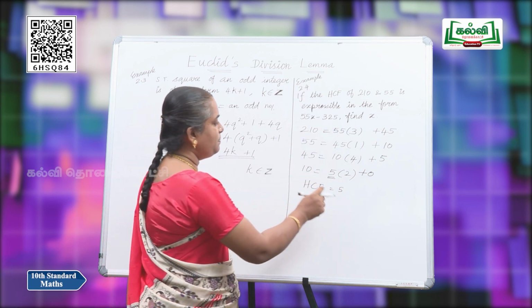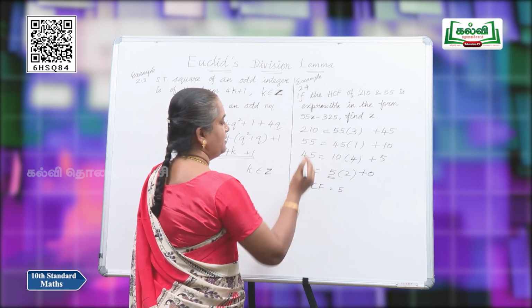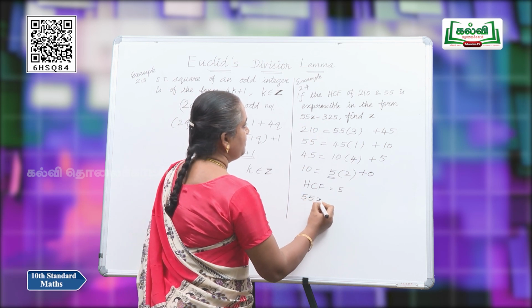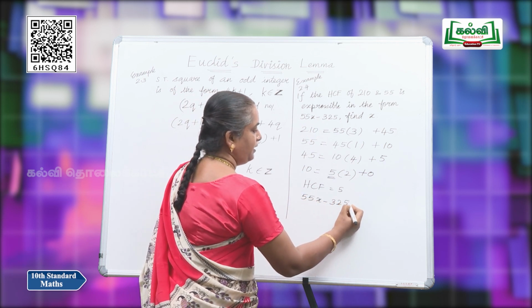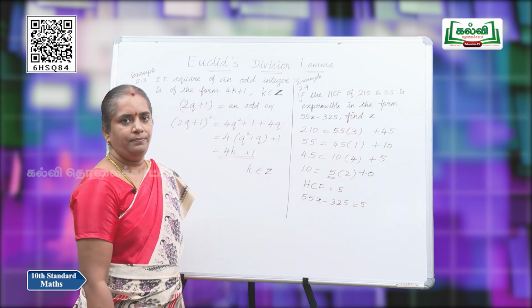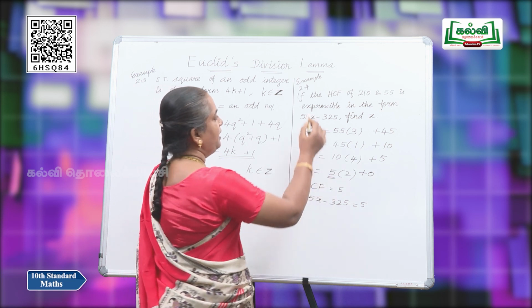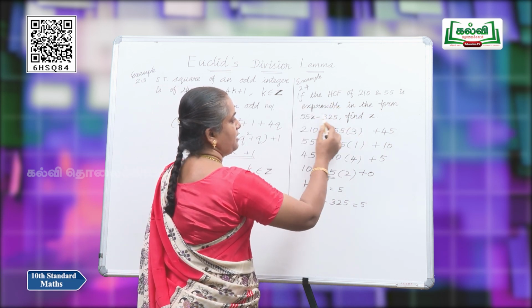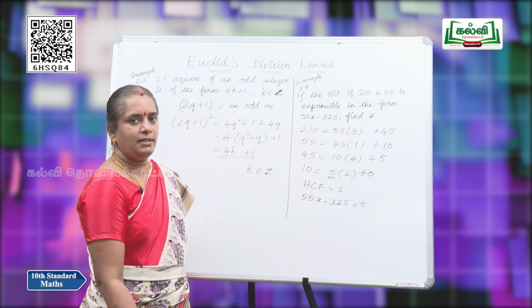So, we are going to express this 5 as 55x minus 325 is equal to the HCF, which is 5. Can you understand the statement? If the HCF is expressible as 55x minus 325.